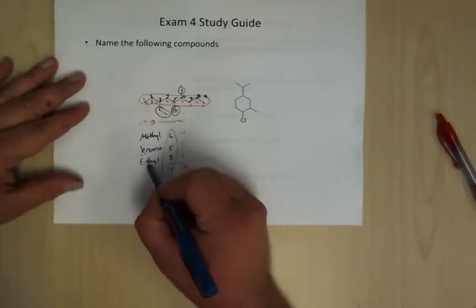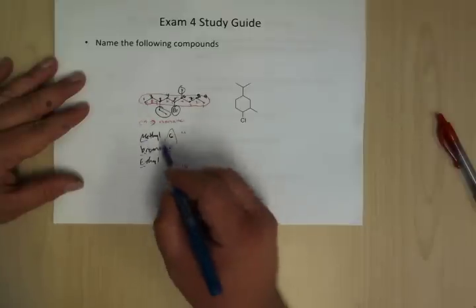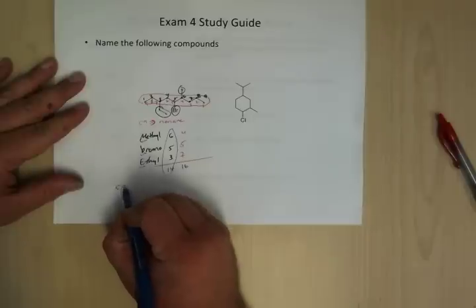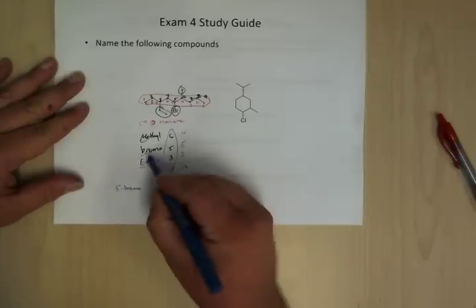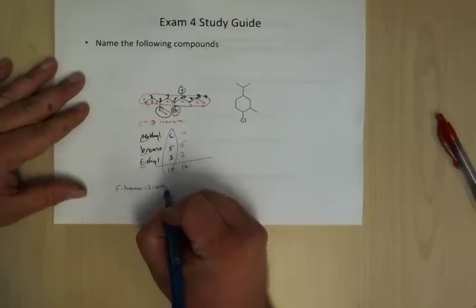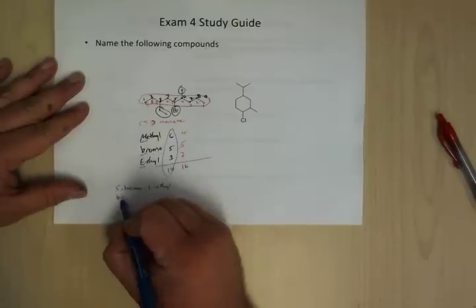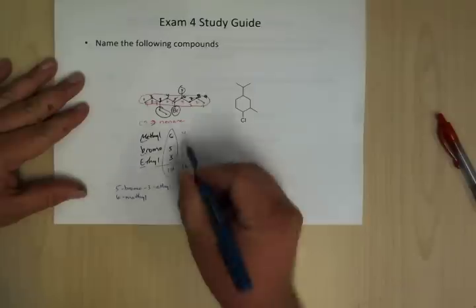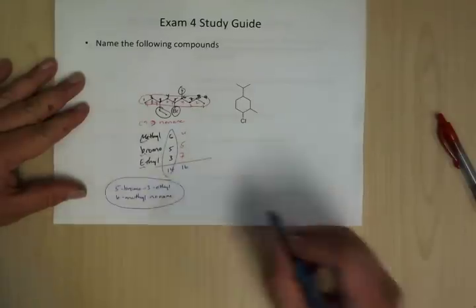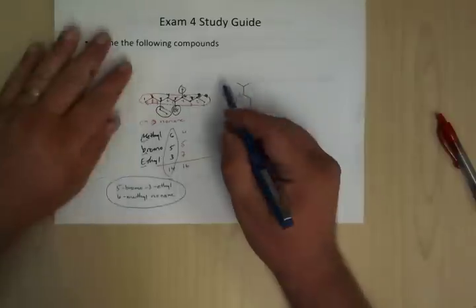Next we go alphabetically, right? So you check the bromo, ethyl, methyl. Bromo comes first alphabetically, so it ends up being 5-bromo. Ethyl comes next, so 3-ethyl. Then 6-methyl nonane. There we go.